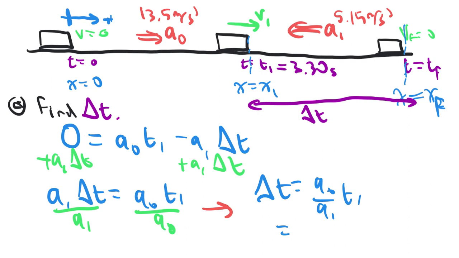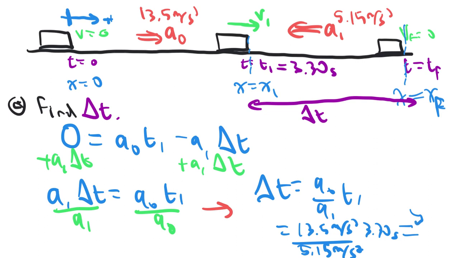which for our numbers were 13.5 meters per second squared over 5.15 meters per second squared, times the initial time, which was given as 3.3 seconds. And when we grind all of those numbers out, we end up with, on the calculator, it says 8.650485437, which clearly rounds to something like 8.65, which does accord with what Sapling told us. So at least we're in the same place there.